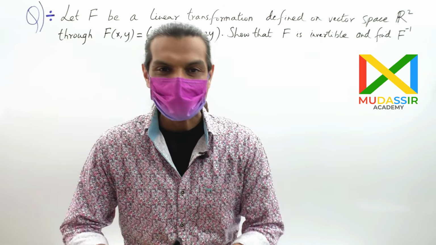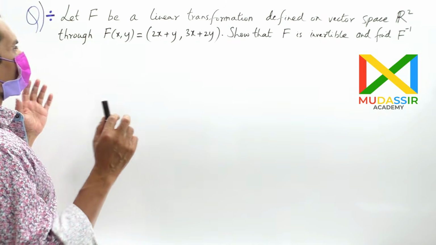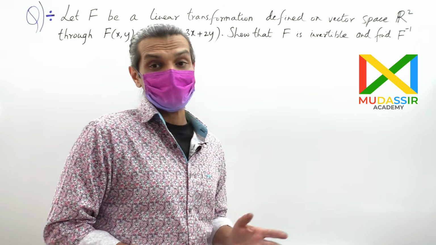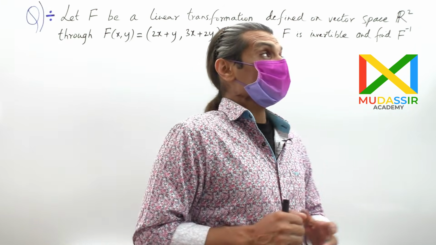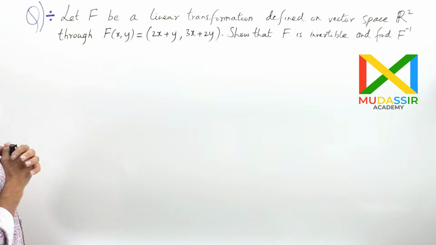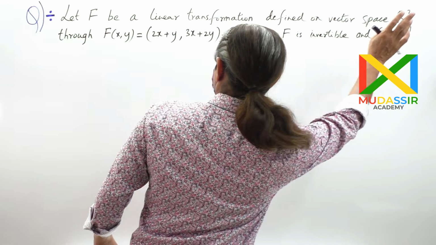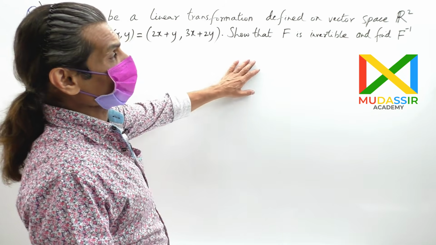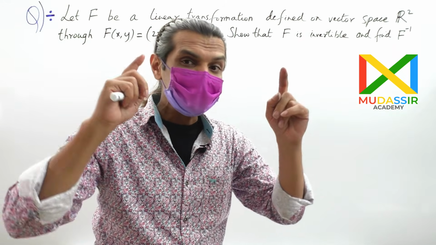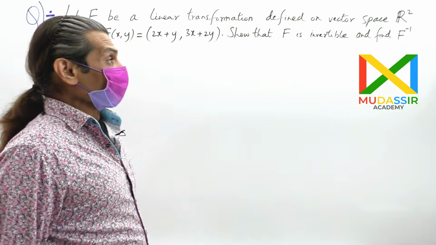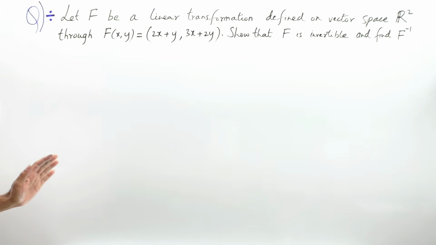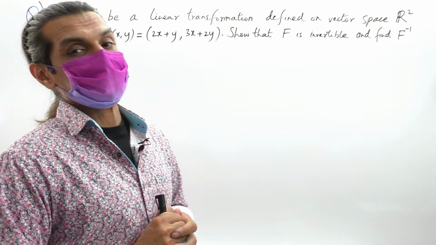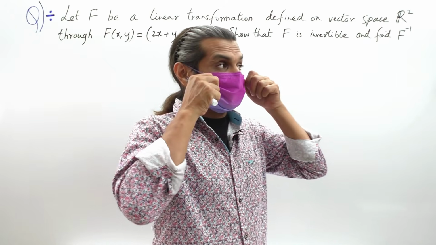Hello students, welcome back. Today I am back with one more very important problem from the VTU model question paper of the fresh 25 scheme, that is 1 MAT BS 101. The problem is, let F be a linear transformation defined in the vector space R square through F(x, y) is equal to (2x plus y, 3x plus 2y). Show that F is invertible and hence find F inverse. I am going to solve this problem in a very simple easy way. So please pay close attention, don't skip any part, better practice along with me for better understanding.